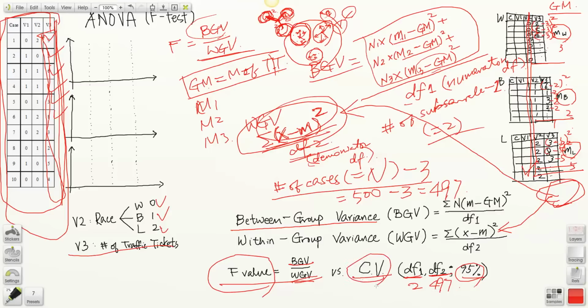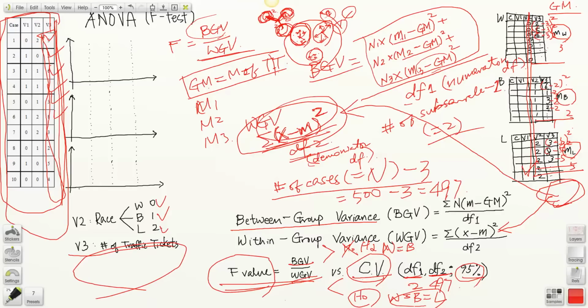So this is how you find the critical value. And again, when the critical value is larger than your calculated F value, then you cannot reject the null hypothesis, and you accept the null hypothesis and say there's no difference between these subsamples in terms of number of traffic tickets. And if your calculated F value is larger than the critical value, then you reject the null hypothesis and say there's a difference between these subsamples. But still, the problem is you don't really know which one is higher or which one is necessarily different from each other.